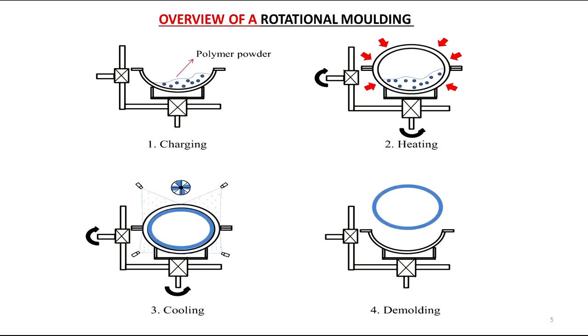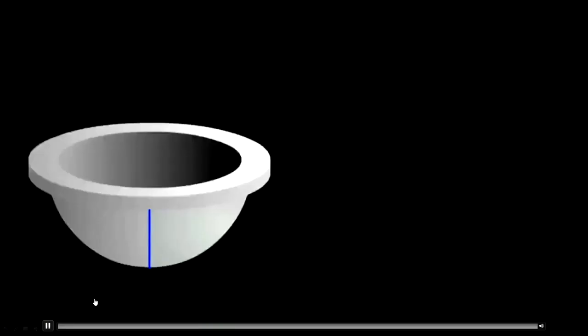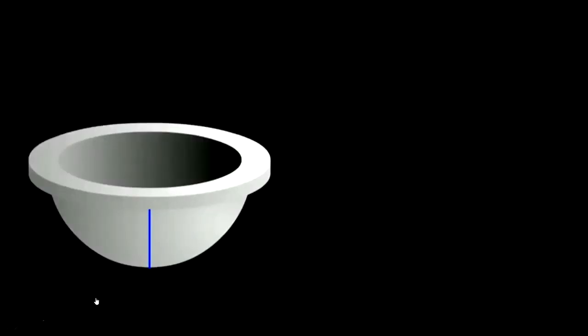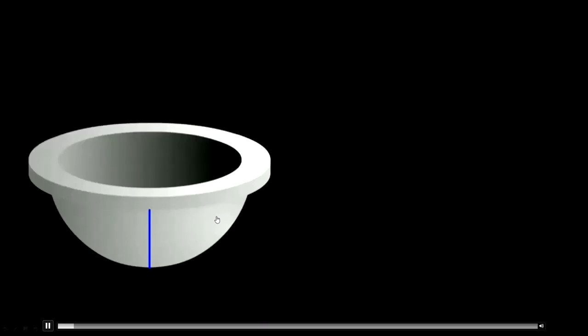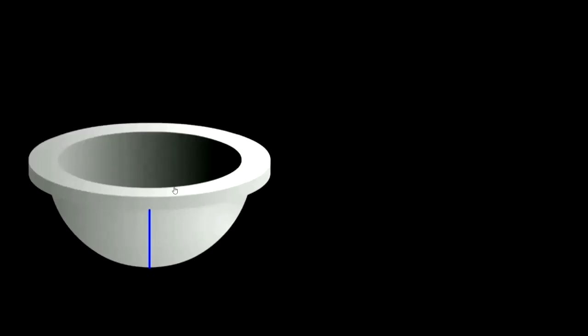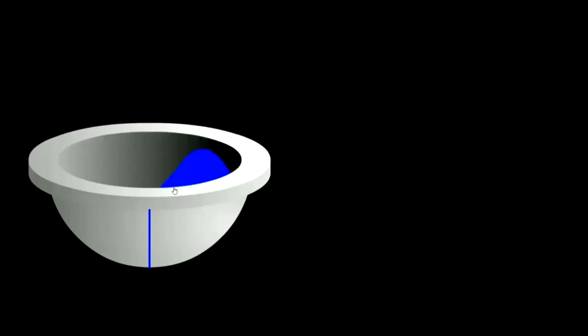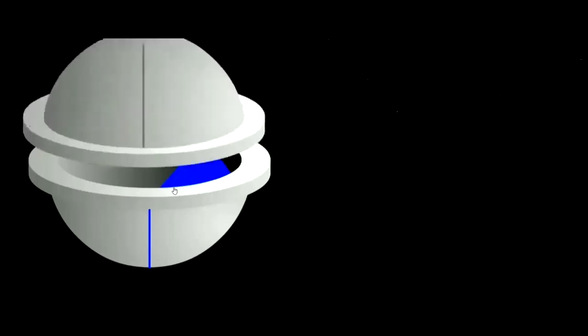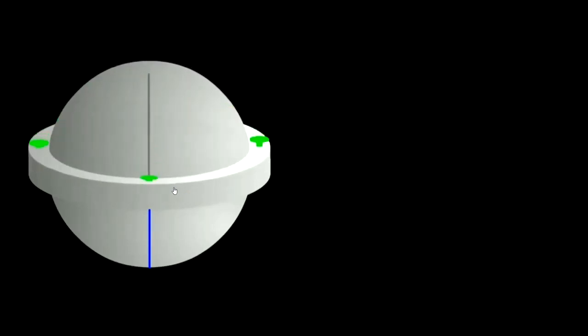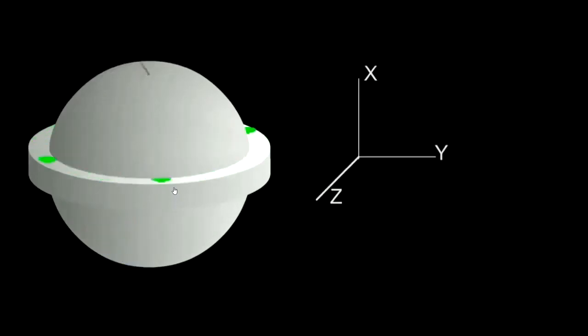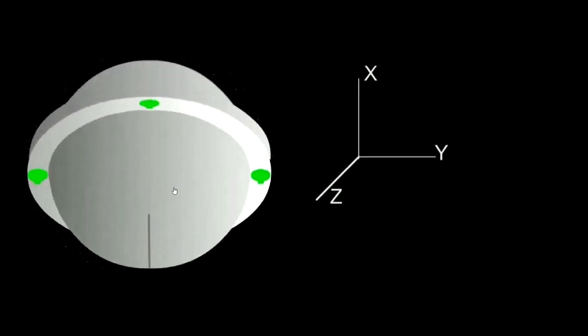This is the simple overview of rotational molding: charging, heating, cooling and demolding. This is the simple video of rotational molding process. Fill the material and close the mold and rotate on different axes.